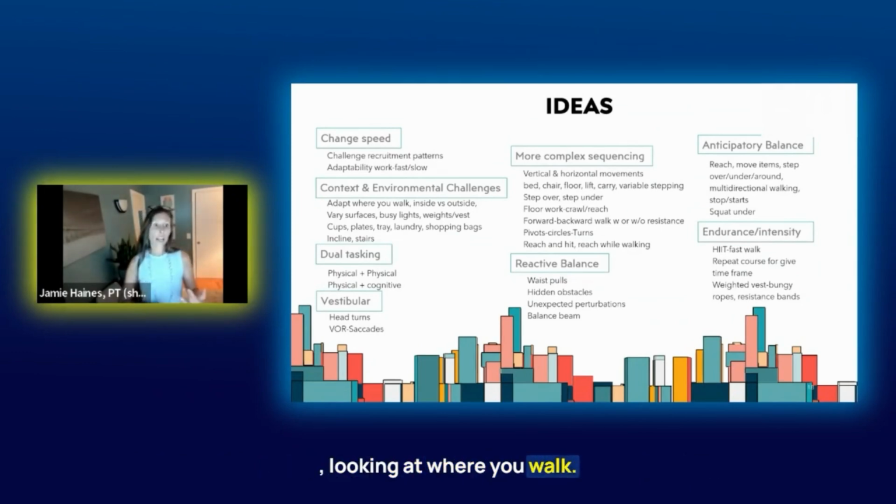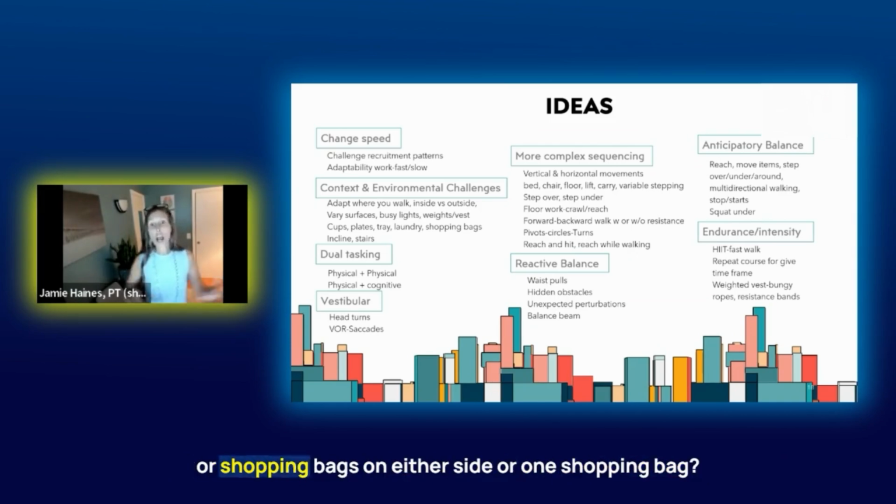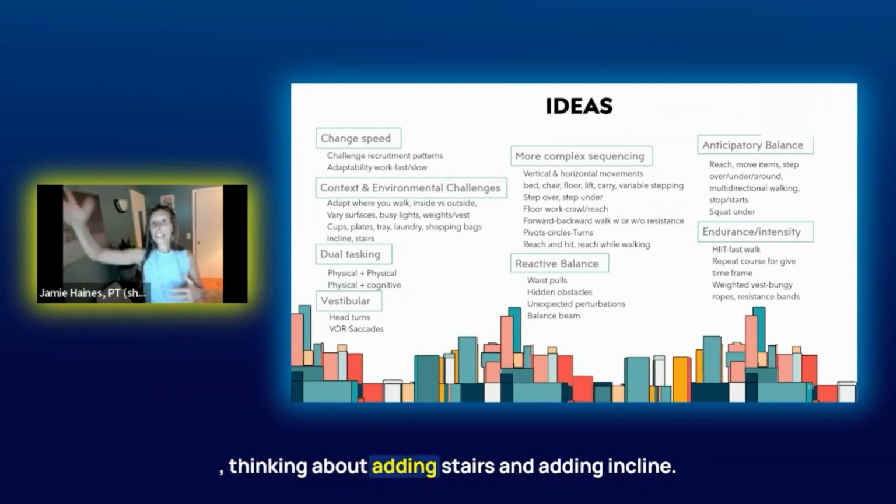Looking at where you walk. Can you go outside? Can you vary the surfaces? Can it be in a busy environment? Can you add weights or a vest? Having a cup and a plate, a tray. How about a laundry basket or shopping bags on either side, or one shopping bag? Thinking about adding stairs and adding incline.